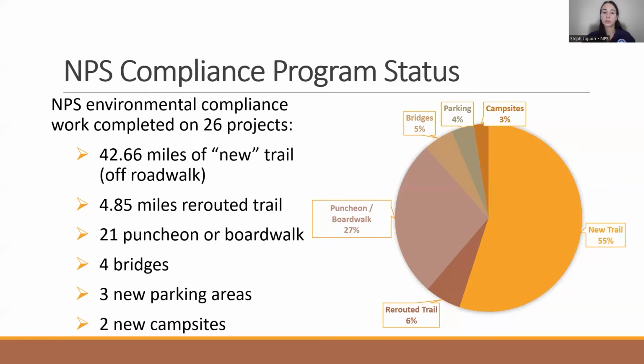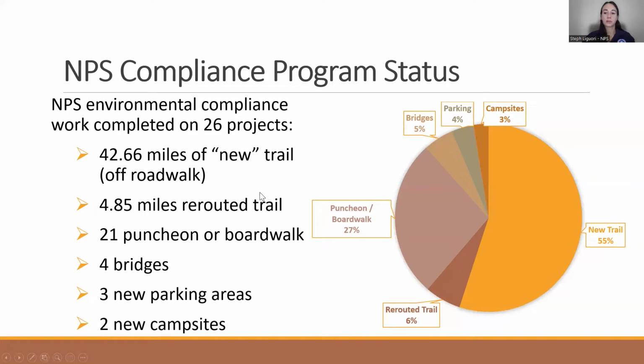Compliance work was also completed on about 4.85 miles of rerouted trail where the NCT is already off of roadwalk, but it had to be rerouted for some other reason. There were also 21 punch-ins or boardwalk, 4 bridges, 3 new roadside gravel parking areas, and 2 new primitive trailside campsites that had some level of compliance effort completed by the Park Service.